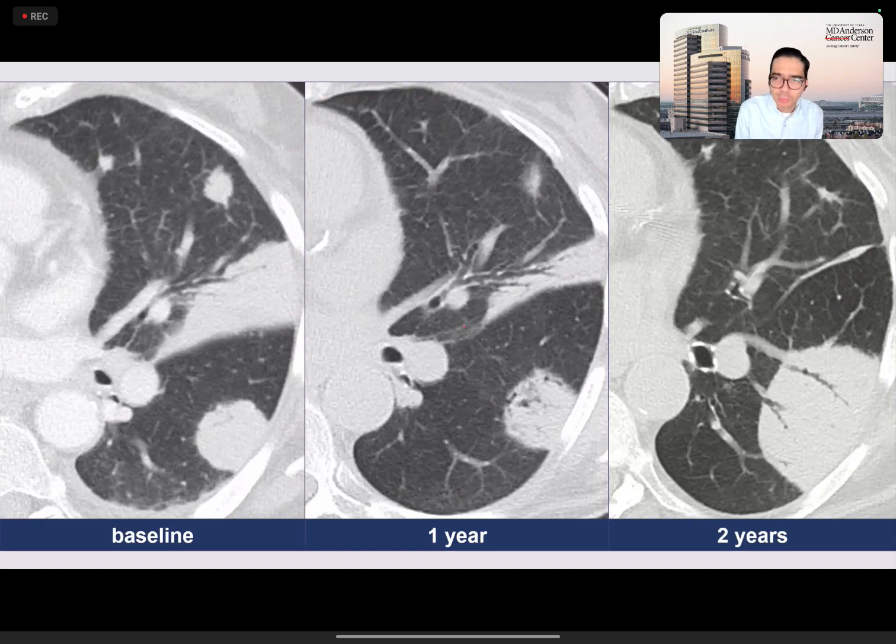And here's one that's more mass-like. Notice how well circumscribed it is, right? Like most pneumonias that you see will not have so well circumscribed borders. Usually you'll have some ground glass at the periphery of a pneumonia.